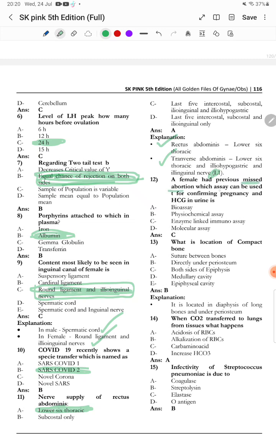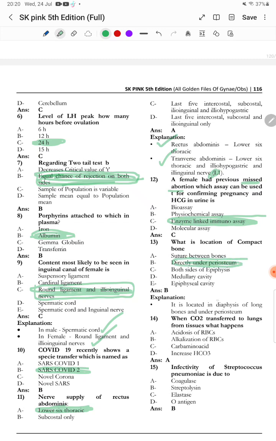Okay. Now which assays can be used for confirming pregnancy and HCG in urine? So it is enzyme-linked immunoassays. Which location of compact bone? What is the location of compact bone? So it is directly under the periosteum.